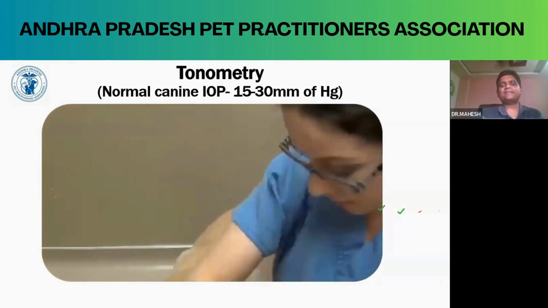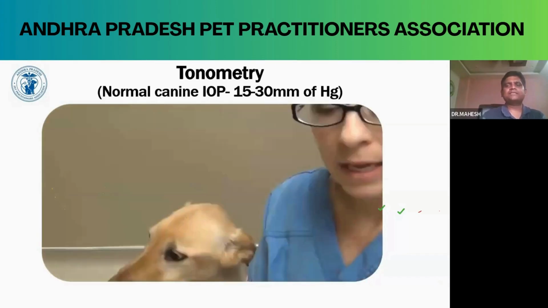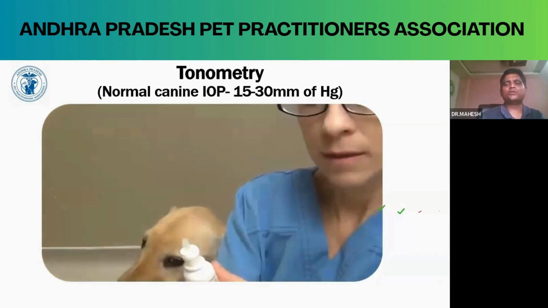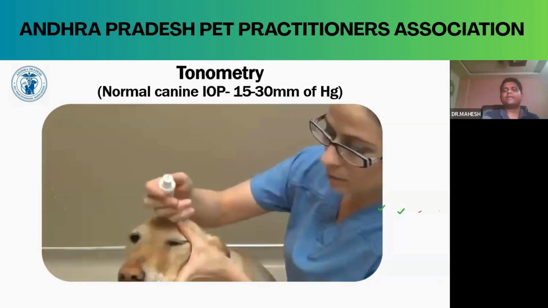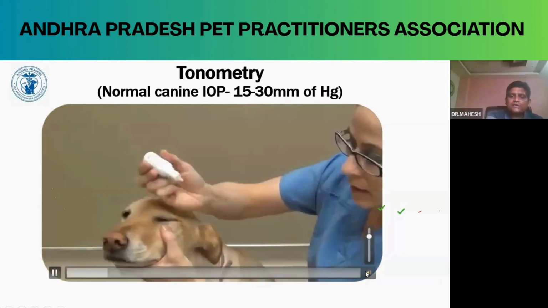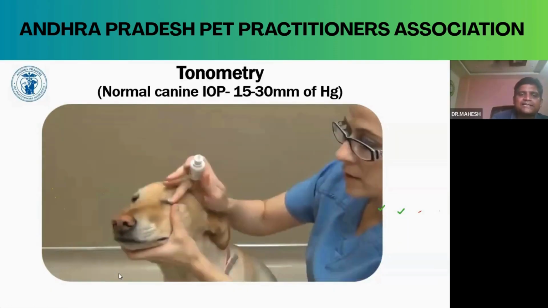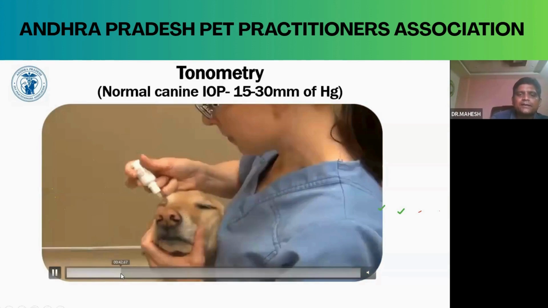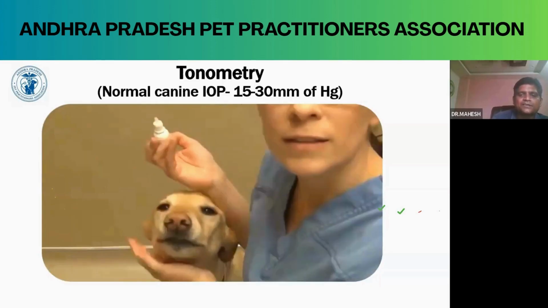She is applying the surface anesthesia. Proparacaine generally we will use. Just apply 1 or 2 drops into both eyes. Within 30 seconds to 1 minute you will get the surface anesthesia. In both eyeballs she applied the topical anesthesia, that is the surface anesthesia.